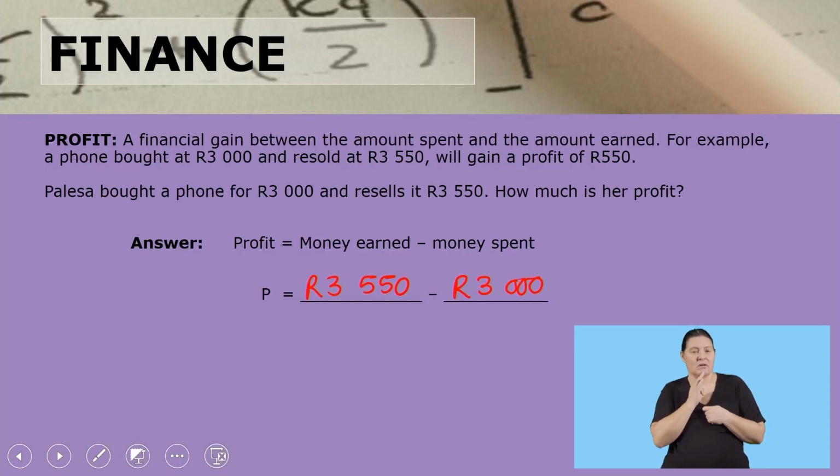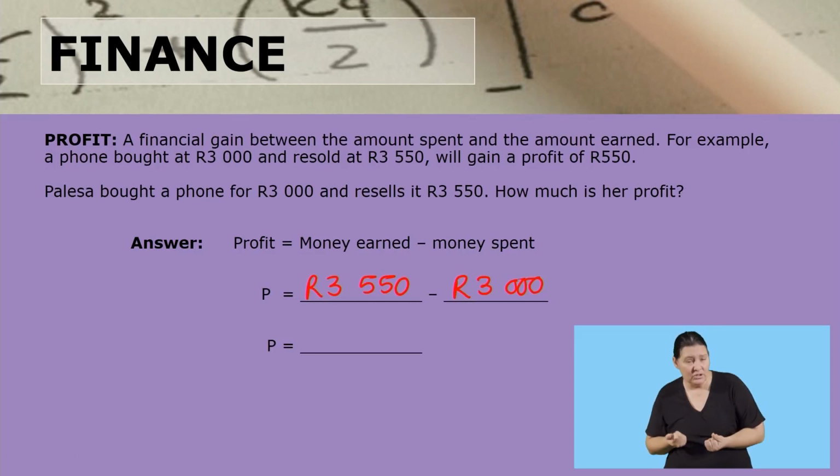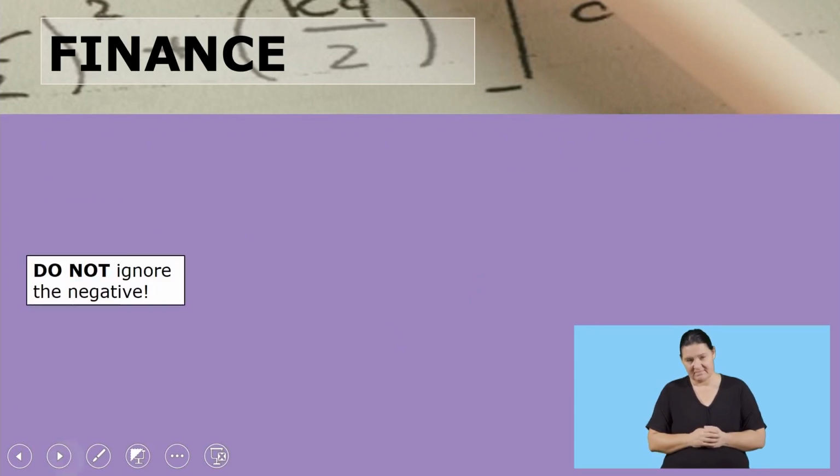So what is 3,550 minus 3,000? Yes, it is going to be 150 rands.